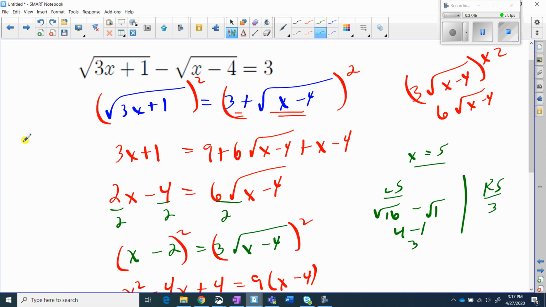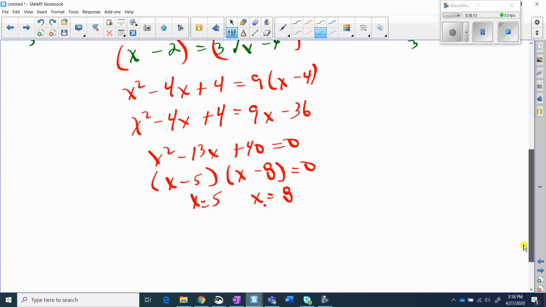The other one was 8. So if I check x is 8, on the left side, 3 times 8 is 24. Adding 1 is the square root of 25. Then 8 minus 4 is the square root of 4. Our right side is still 3. The square root of 25 is 5. There's one where they both work. So even though I got two answers, we did not discard either of them. This is a radical equation that had two possible solutions. They both worked. Neither was an extraneous solution.